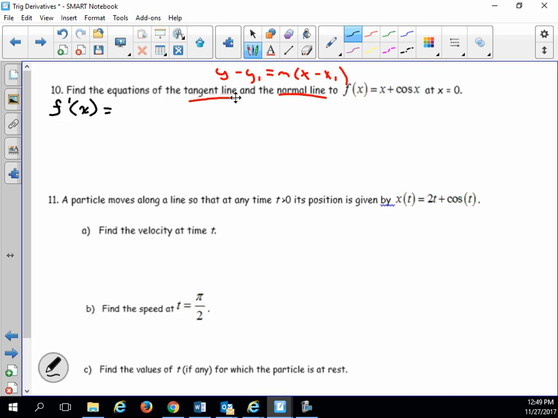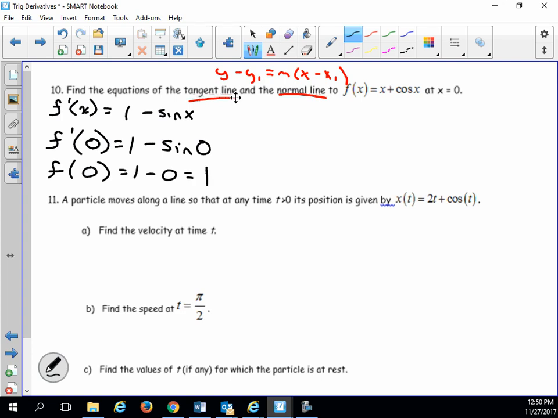So f prime of x: the derivative of x is 1. The derivative of cosine x is negative sine, so 1 minus sine x. I need to evaluate this at x equals 0. That's 1 minus the sine of 0. The question is, do you know what the sine of 0 is? The sine of 0 is 0. That's 1. Let's talk about what f of 0 is. F of 0 is 0 plus the cosine of 0. The cosine of 0 is 1. F of 0 is 1.